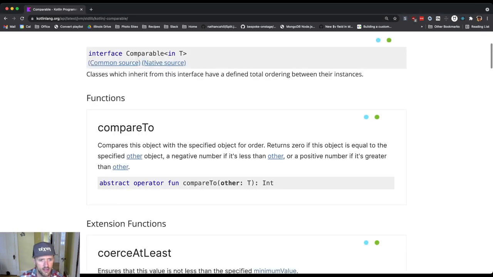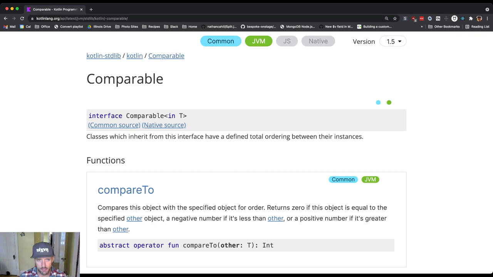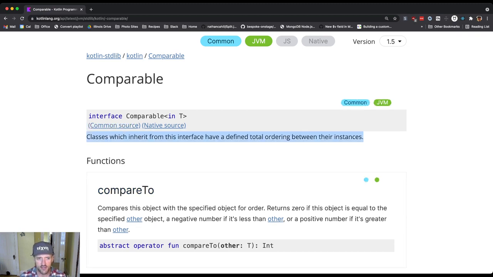And I think these are extension functions. Okay, we're not going to talk about those. So there's a single function here called compareTo. So first of all, you'll notice that it says classes which inherit from this interface, or which implement this interface, have a defined total ordering between their instances.